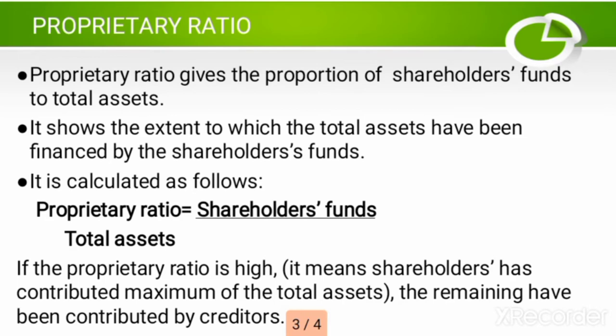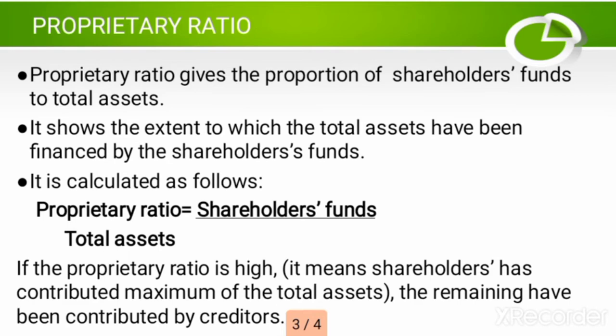So the answer will be 0.6. When expressed in the form of a percentage, it comes to 60%. How? 0.6 into 100, so the answer will be 60%. It means 60% of the funds of the business are financed by the proprietor. The remaining 40% is lent by the creditors.